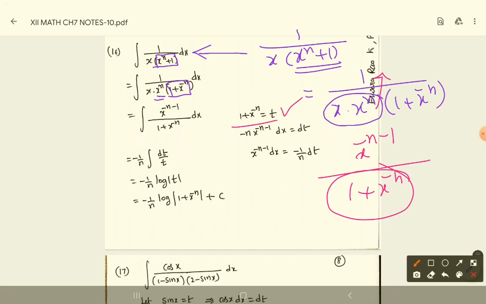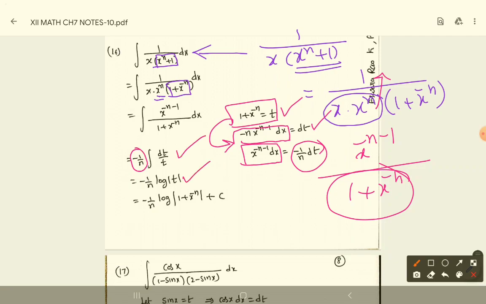1 plus x power minus n as t, then minus n into x power minus n minus 1, the derivative formula was applied, into dx is equal to dt. So the numerator can be written as minus 1 by n dt. So minus 1 by n dt by t. Dt by t is log mod t. Then hence finally we got the answer. That is the 16th model.